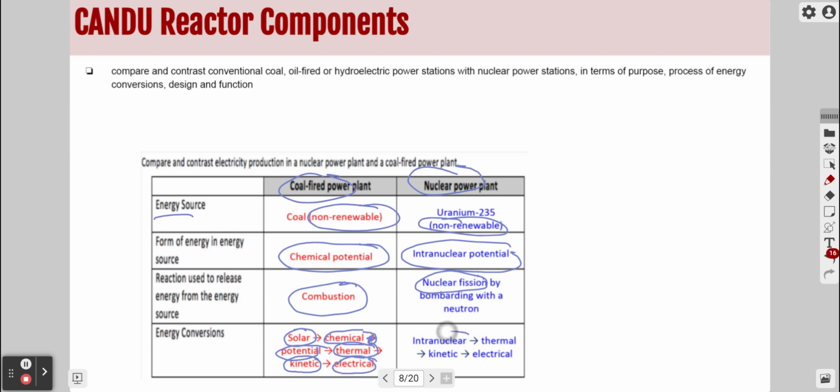In a nuclear power plant, we have that internuclear energy that's in the actual nucleus of the uranium. You start a fission reaction and you get the heat, the thermal energy, which again turns to kinetic as it turns the turbine, and then electric as it turns the generator. So you can see the last three energy conversions are the same for both of these.